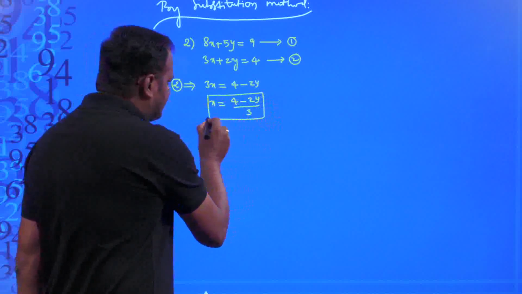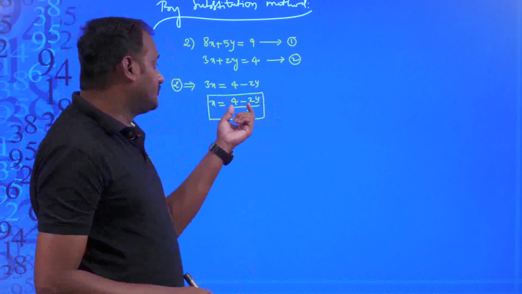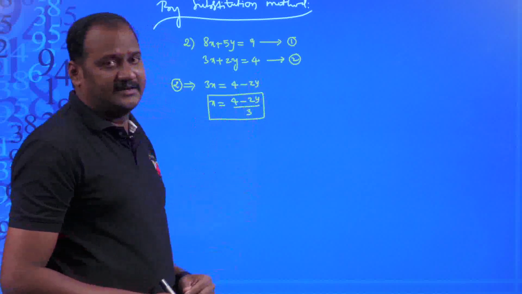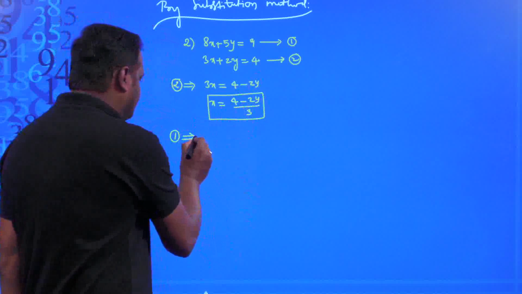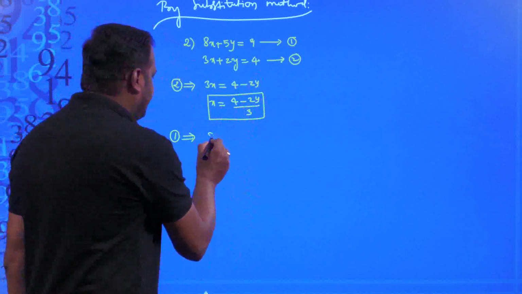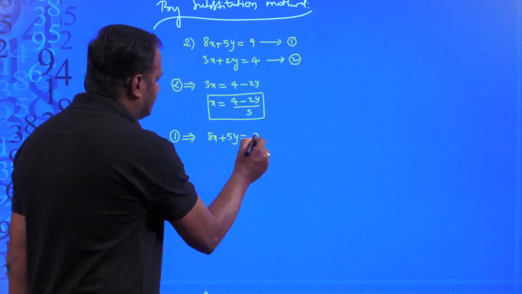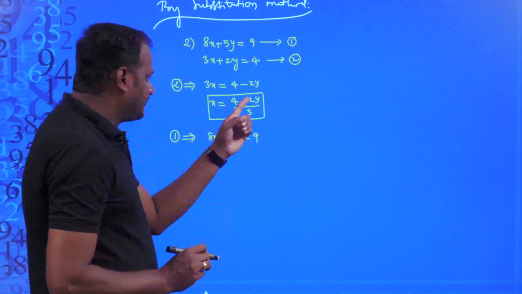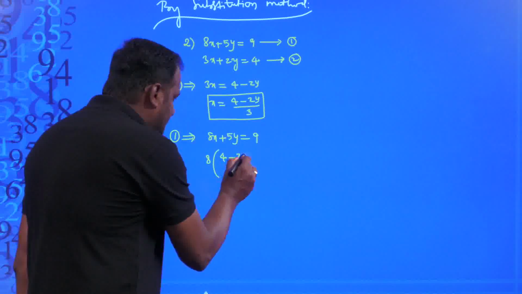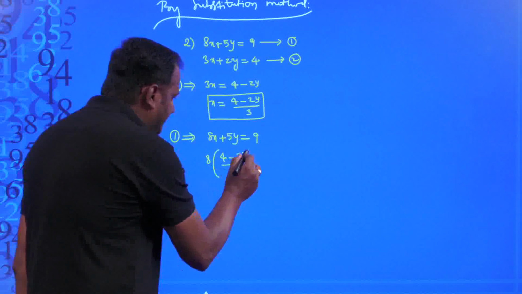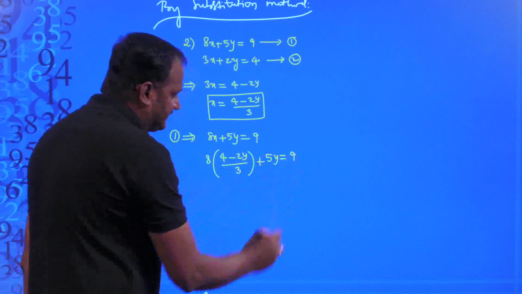This is the value of x. What should I do now? I should substitute x is equal to 4 minus 2y by 3 in the first equation. So, then the first equation will become, what is the first equation? 8x plus 5y is equal to 9, where x is equal to 4 minus 2y by 3. So, 8 into 4 minus 2y, whole divided by 3, plus 5y is equal to 9, right.